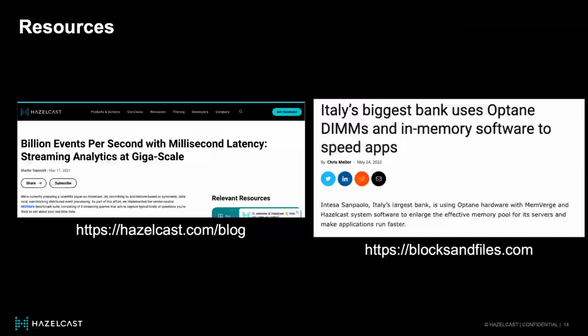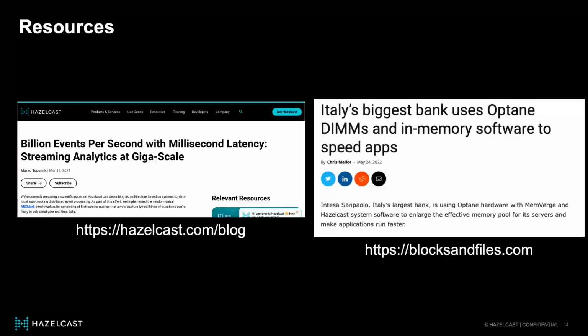And finally, I want to point you to a few resources. On the left, at the Hazelcast blog site, we wrote a blog last year about a benchmark that our engineering team put through for 1 billion events per second with millisecond latency. And we did that in the cloud. The interesting thing about this benchmark was that we were able to do it with very few servers. And I think that was the testament to the linear scalability of our software. So we have the performance, but we also run very efficiently.